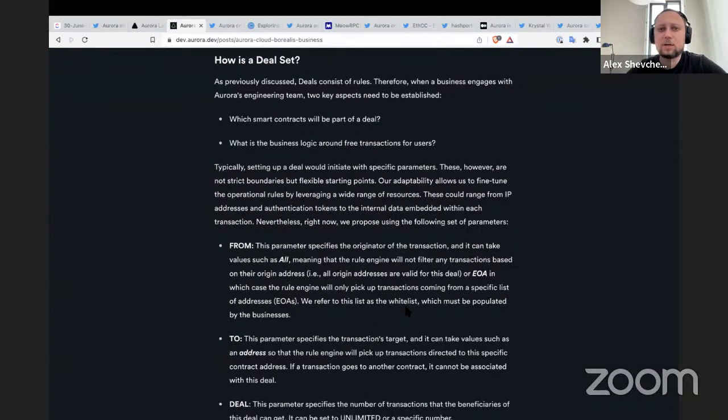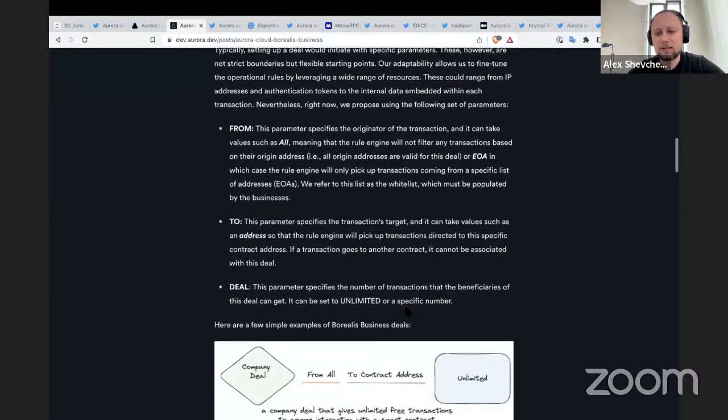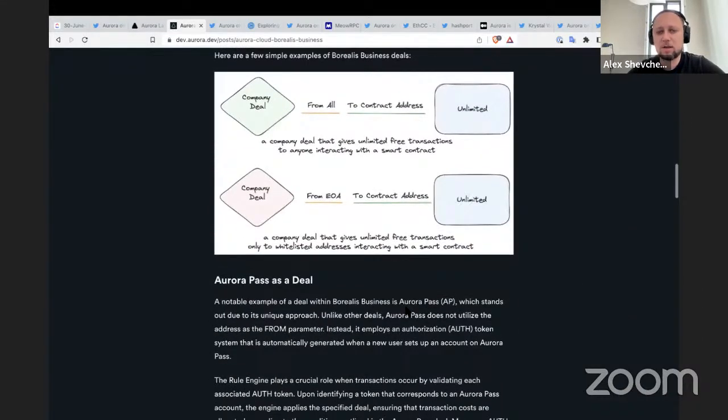The core idea behind Borealis Business is that this is a powerful tool that allows businesses to onboard their users to the blockchain in a simple and straightforward manner. It completely removes the necessity of owning cryptocurrencies in order to transact on the blockchain. Instead, it is the business who bears the cost of the transaction, and the settlement for the transaction cost can be done with the RPC provider directly, even outside of the chain.